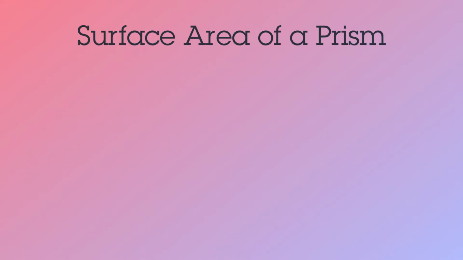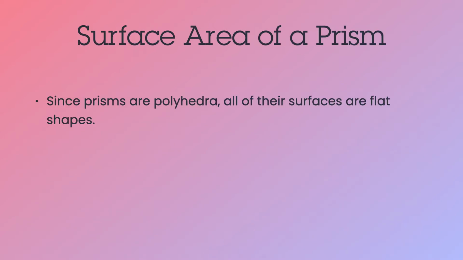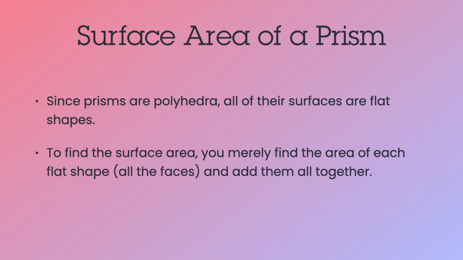When we're finding surface area, since prisms are polyhedra, all of their surfaces are flat shapes. So to find the surface area, you merely find the area of each flat shape, or each of the faces, and just add them all together.